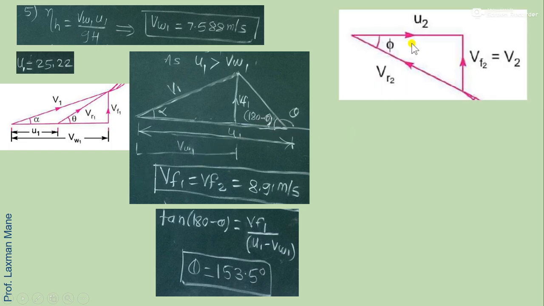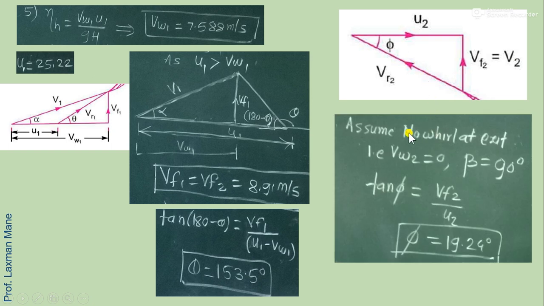Then the angle at outlet. Obviously discharge is axial, or flow is axial, beta is 90 degrees and Vw2 is 0, that's why it is a right angle triangle. So tan phi is equal to Vf2 upon U2. So we get the value of phi by using this formula.